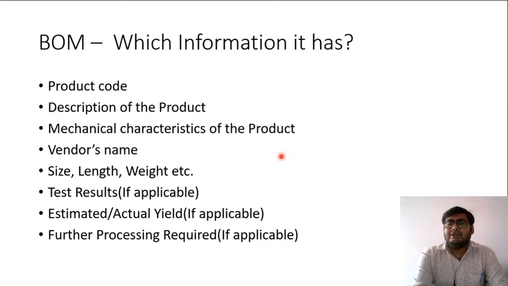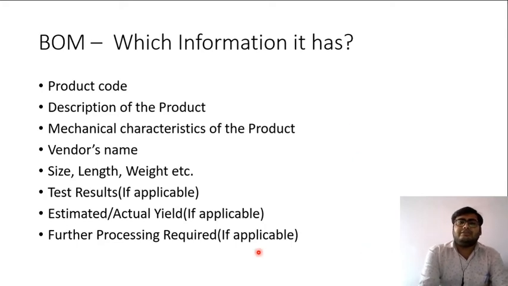How much inventory will be needed? The bill of material has size, length, weight, etc., so we know how much inventory will be needed once the product is there. Then what to inspect: there will be test results or estimated yield and all this data. So the bill of material will give us an idea about what should be inspected, and what to do next will also be generated from the bill of material, because if any further processing is required, then the bill of material has that data. So in this way bill of material is important.